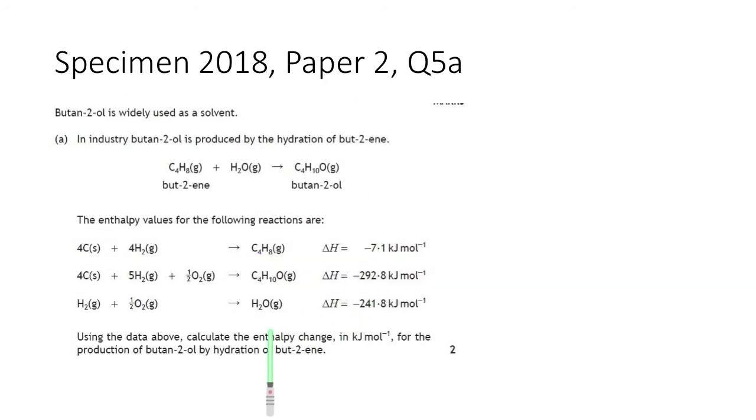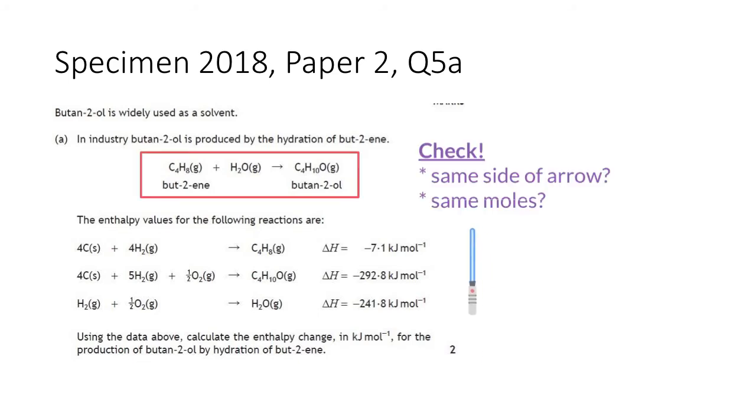Next example. As soon as you see these equations lined up, you know it's a Hess's law question and you get your highlighters out. So we're matching up and we're remembering to check: are things on the same side of the arrow? Are there the same number of moles? Equation 1, there's no carbon there, there's no hydrogen there. There is butene though, so I can match up the butene. Equation 2, no carbon, no hydrogen, no oxygen, but here we have butane 2O. That matches up as well. Great. Equation 3, hydrogen, oxygen, water. Water's the one we're going to match up.